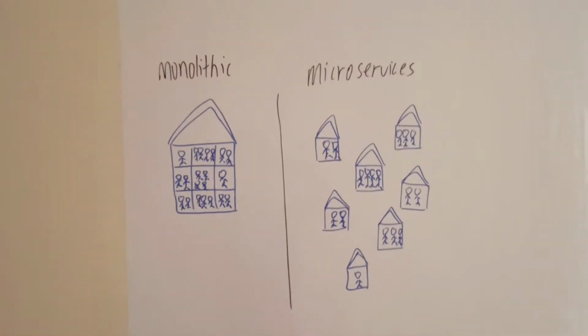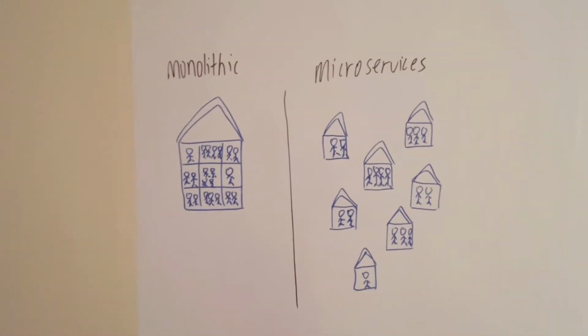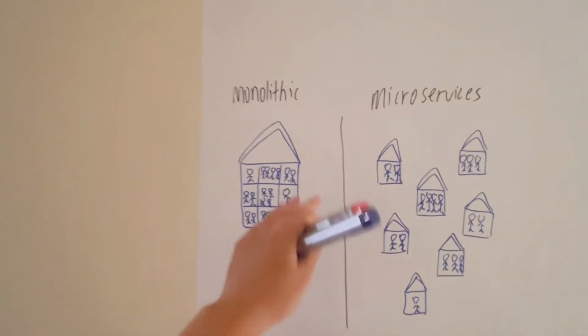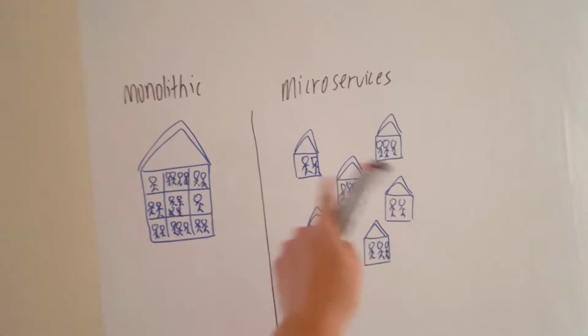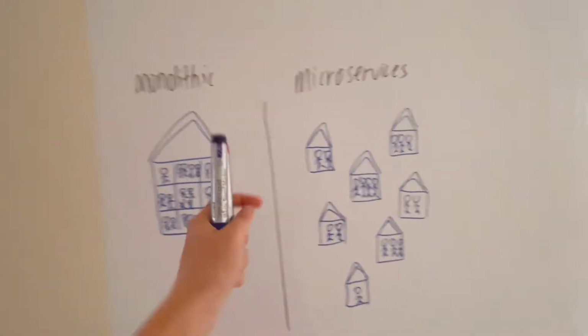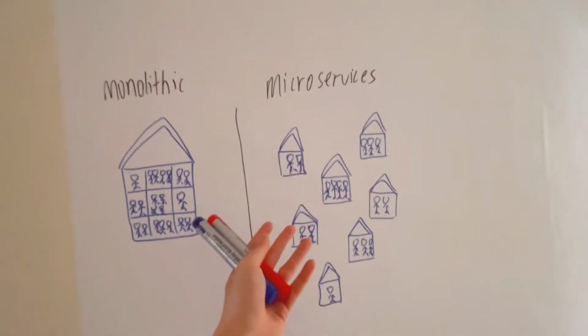So before going into our topic, which house do you prefer to live in? This one, all of your family living together in the same house, or this one, everyone living in the same neighborhood but in different houses. This is called monolithic, and this one is called microservice.